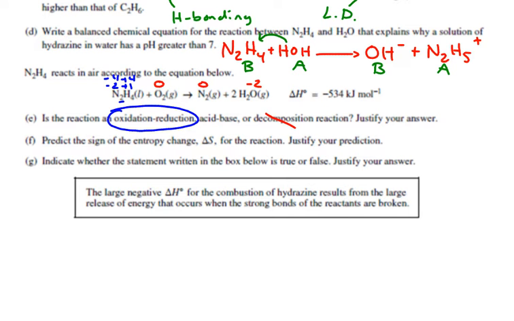Part F, predict the sign of the entropy for the reaction. Justify your prediction. Jake says positive. Why? More moles of what? Yes. You're going from 1 mole of gas to 3 moles of gas.